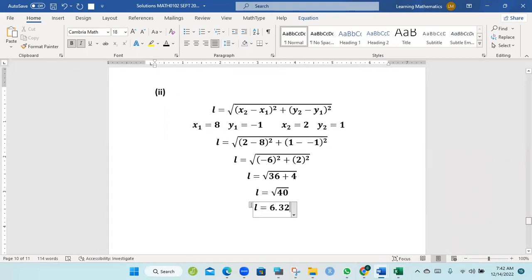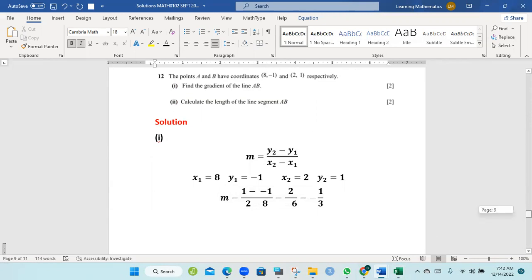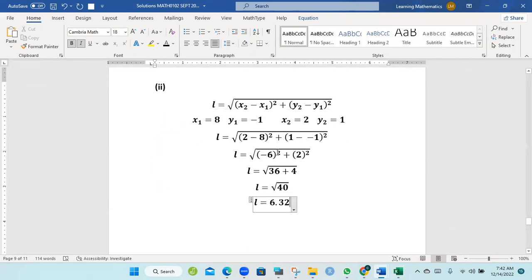So just to recap, with 2 points, we have found the gradient of the line AB by using the gradient formula, y2 minus y1 over x2 minus x1, and we get -1/3. And we have found the length of the line by using the length of line formula, which is the square root of x2 minus x1 all squared plus y2 minus y1 all squared, and we got 6.32.